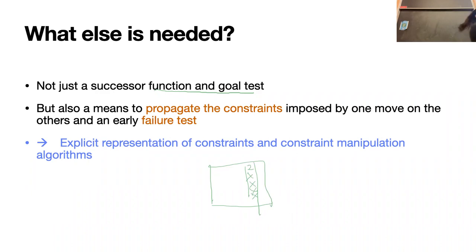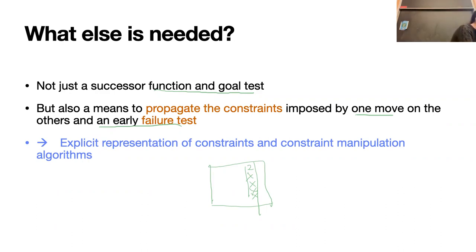So we also need some idea of what's called propagating the constraints. That's what is imposed by one move, right? Once we do our successor function, it facilitates an early failure test. So that says, hey, if I've done something and that causes an inconsistency, that wasn't a good idea, right? We fail fast. And that's very important for the types of problems we're going to be seeing.